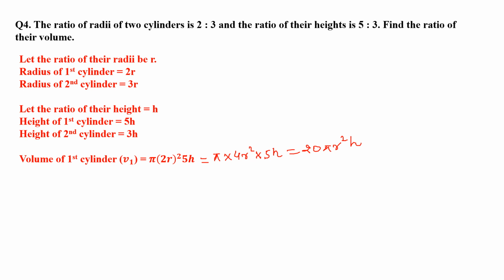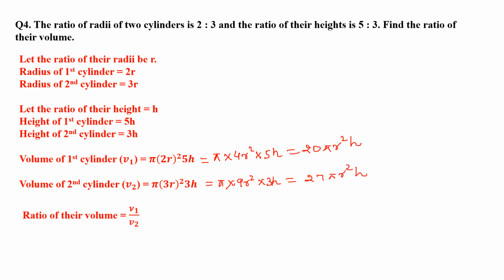Now same way the volume of the second cylinder. Again, if you see here, in the second cylinder the radius is 3r, height is 3h. So if I solve here, it will be pi into 9r square into 3h, and this will give me 27 pi r square h.